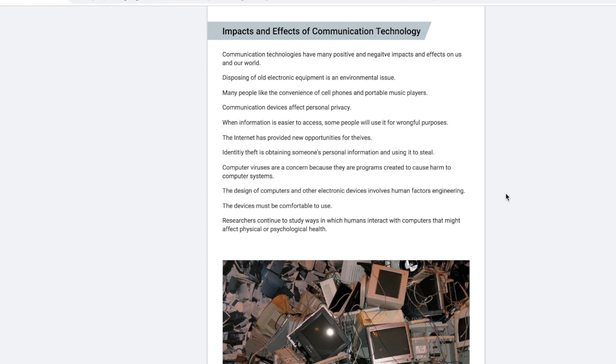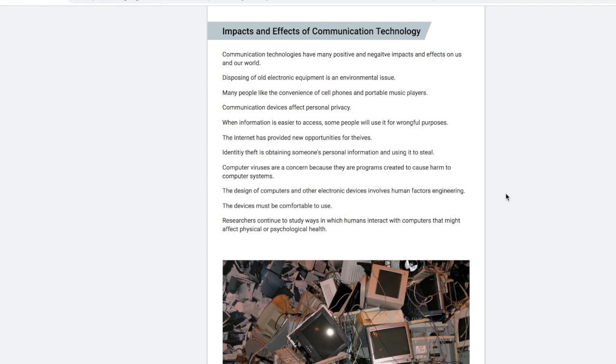Communication devices affect personal privacy. When information is easier to access, some people will use it for wrongful purposes. The internet has provided new opportunities for thieves. Identity theft is obtaining someone's personal information and using it to steal. Computer viruses are a concern because they are programs created to cause harm to computer systems.